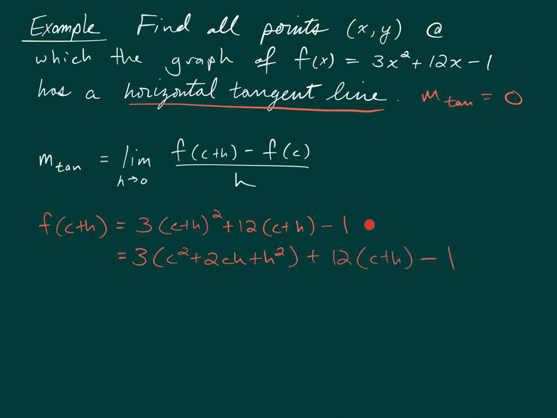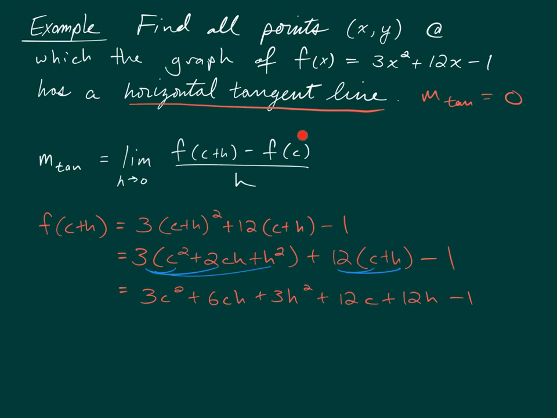So the only thing that happened between this first line and the second line is that this was FOILed out. The next step, I will distribute the 3 to all the terms here and the positive 12 to all of the terms here and get 3c squared plus 6ch plus 3h squared plus 12c plus 12h minus 1. And that's it. That's the furthest we can go with this first expression in the limit.